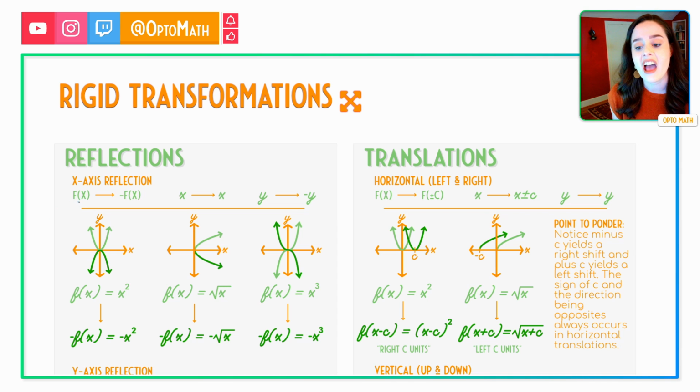So we see if we have f of x, there is a negative out front of f of x. So it's a negative f of x. That's what happens in an x-axis reflection with our equation. And we'll see that in specifics in a moment for specific function families. What happens with our x's is they stay the same. Your x's do not change. If you're reflecting over the x-axis, remember that's that horizontal axis, your x's are gonna stay the same.